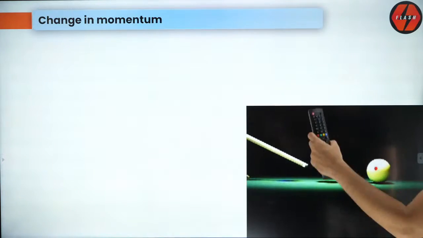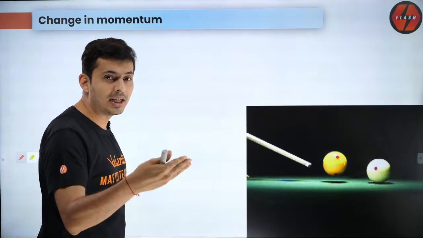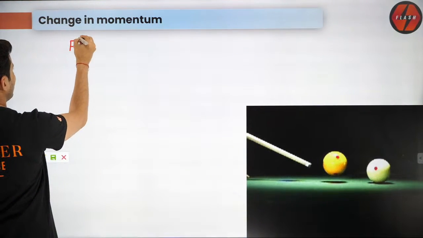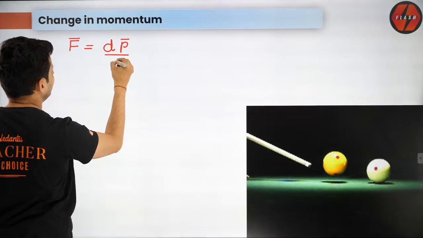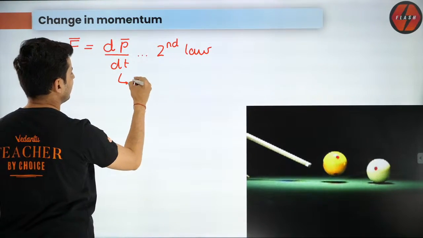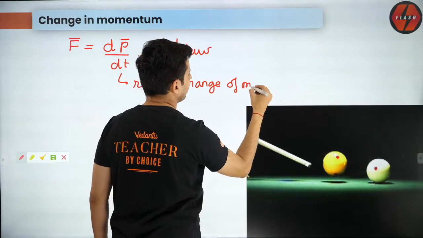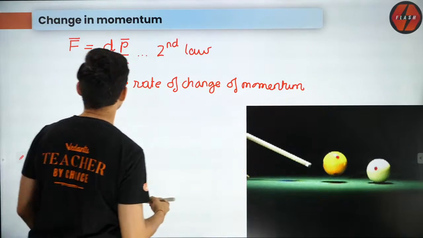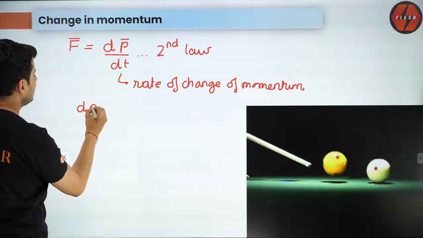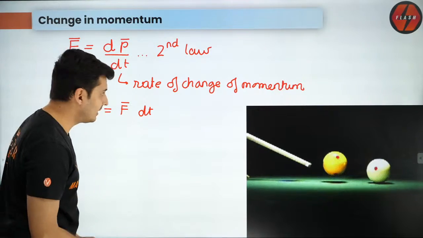Understand? Alright, so momentum can be changed by applying a force. So let's talk about it. In fact, Newton's second law told us exactly how quickly momentum changes. Newton's second law said the rate of change of momentum is the force which you apply on it. So the force that you apply on a body is nothing but dp by dt. This was your Newton's second law, the rate of change of momentum. Now if I rearrange this expression, let's see what I get. I will get dp bar is equal to f bar dt. So change in momentum is force multiplied by the time. So think about it.